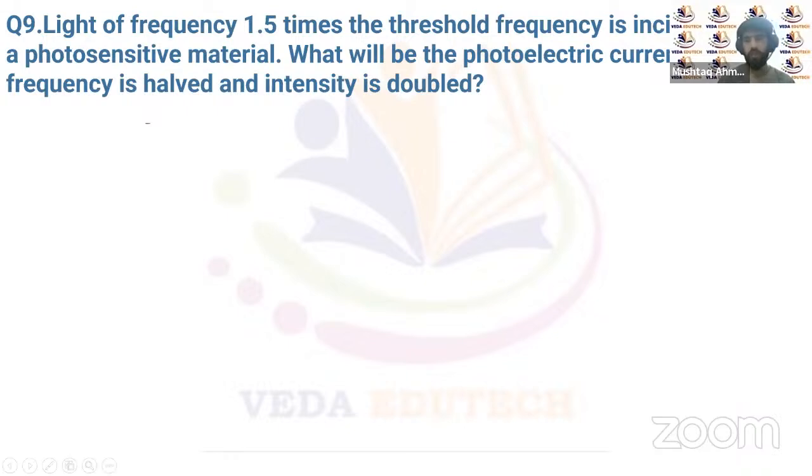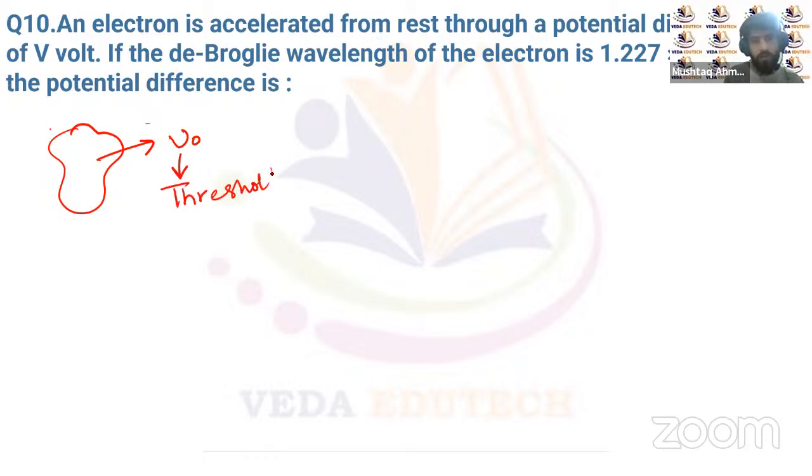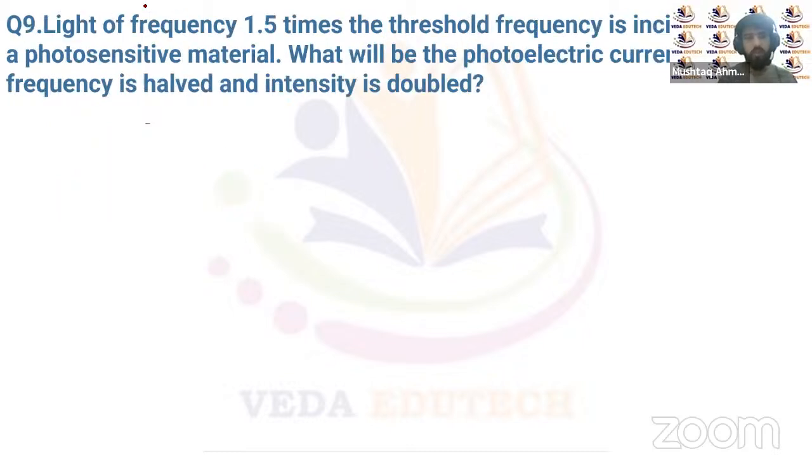Now let's move on to question number 9. A light of frequency 1.5 times the threshold frequency. It means that if we have this metal surface and the threshold frequency is nu naught, this is the threshold frequency. It means that the minimum energy or minimum frequency that the incident ray of light should have should be equal to nu naught, so that the photoelectric emission may take place. So an electron is accelerated from light of frequency nu naught.